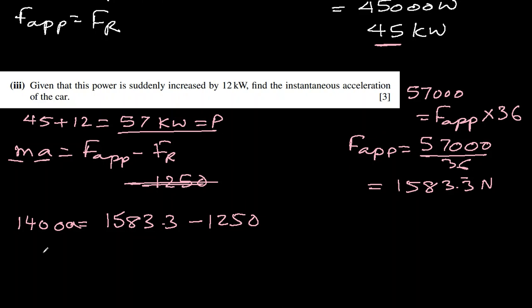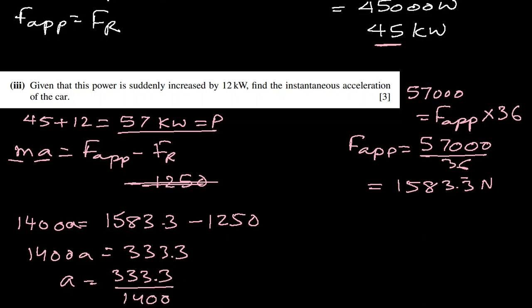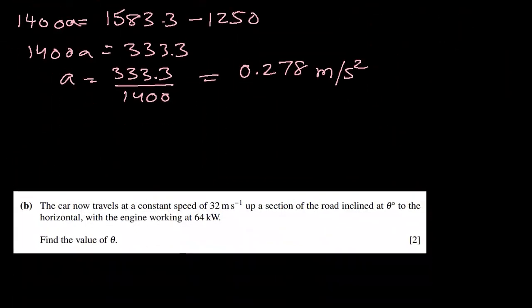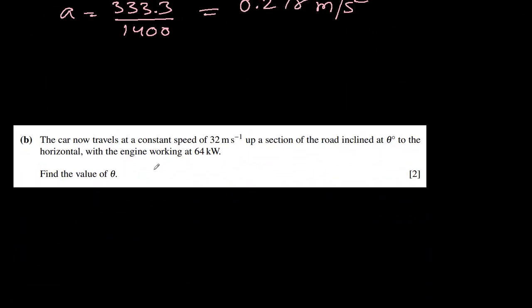So we'll find the acceleration here. 1400 a equals 333.3 newtons. So the acceleration will be 333.3 divided by 1400, which will be almost 0.278 meters per second squared. Okay, what about the next part? The car now travels at a constant speed, again constant speed, okay?